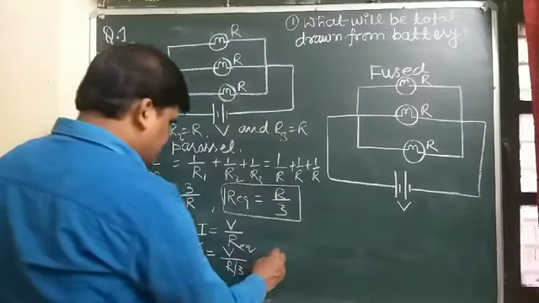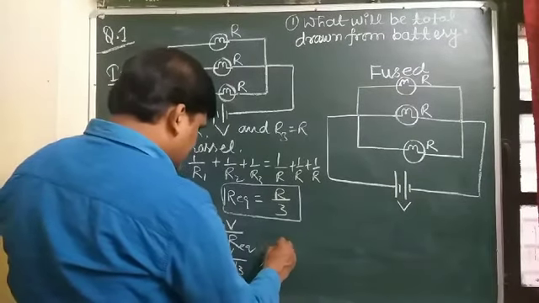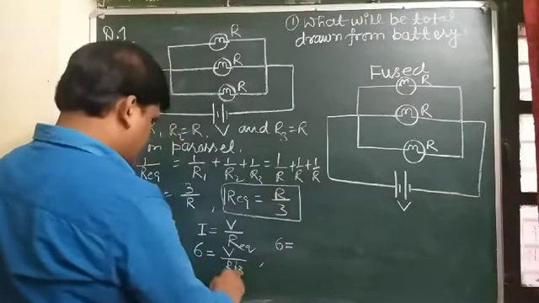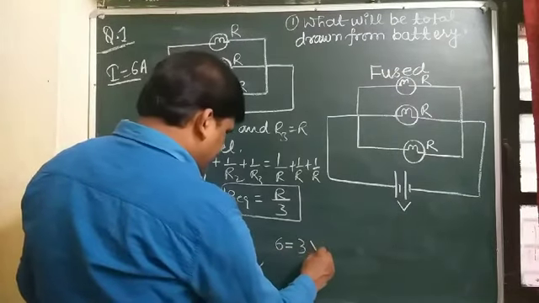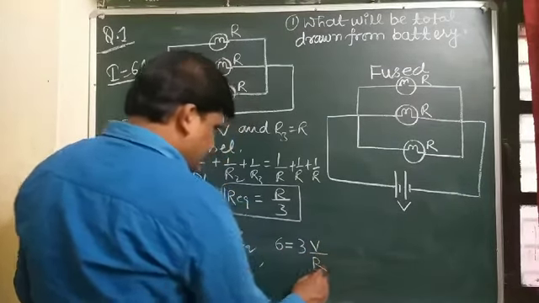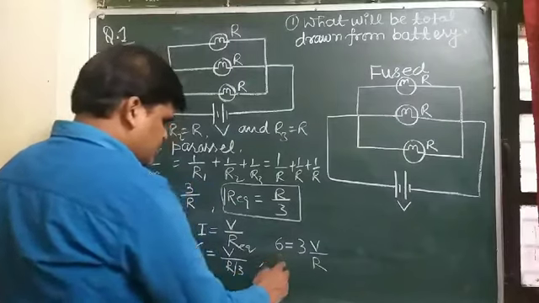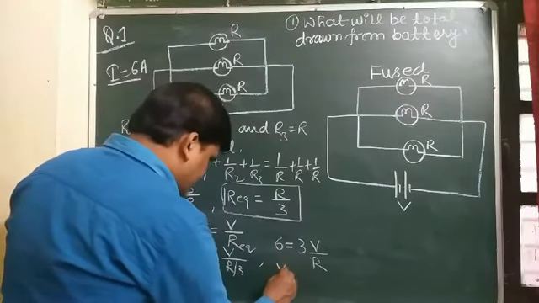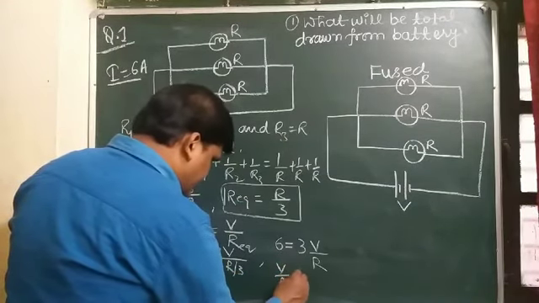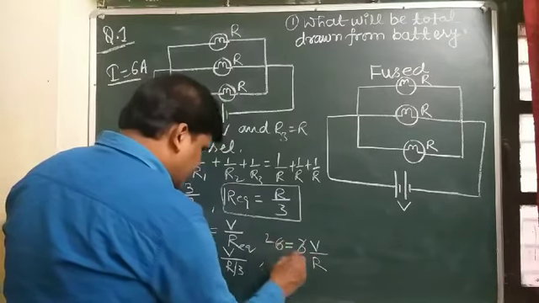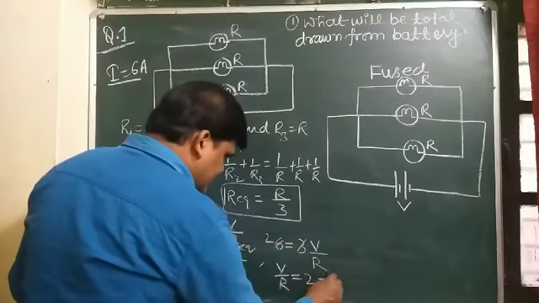So it can be written as 6 = 3V/R. Dividing, V/R comes out to be 2, and this is equation 1.